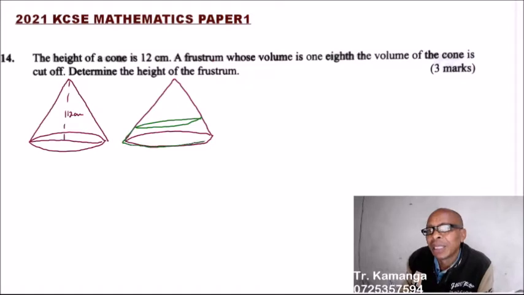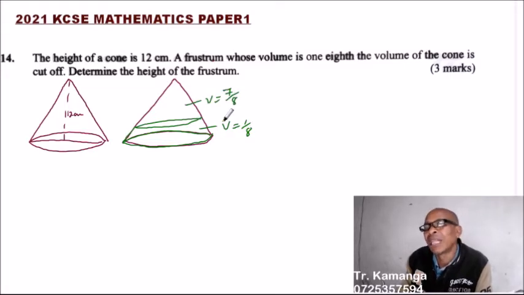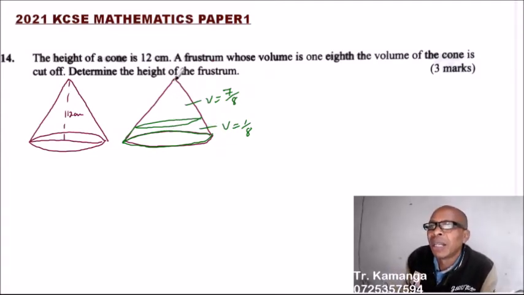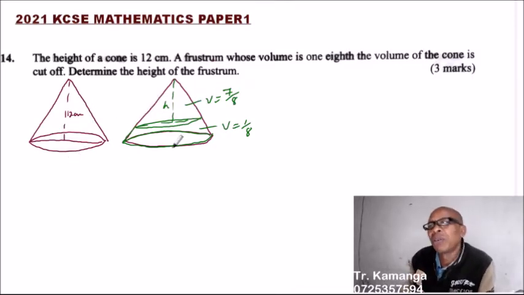This frustrum is 7/8 of the cone, so we can say the volume is equal to 7/8. So we can now use this knowledge. Let's use the height of the small cone as h. Now we have the volume of the full cone, so we can use the volume scale factor, which is equal to the linear scale factor cubed.